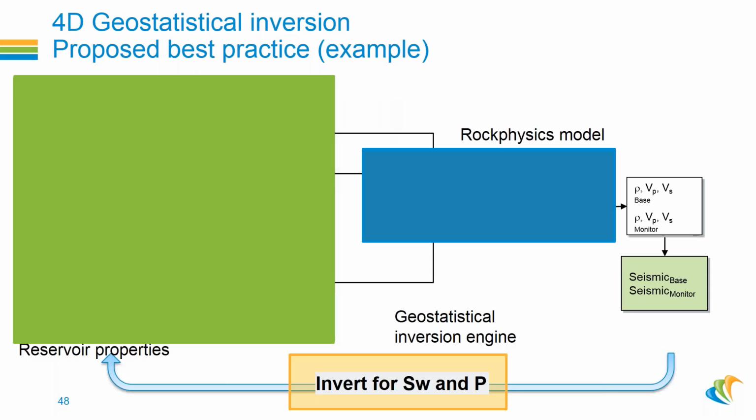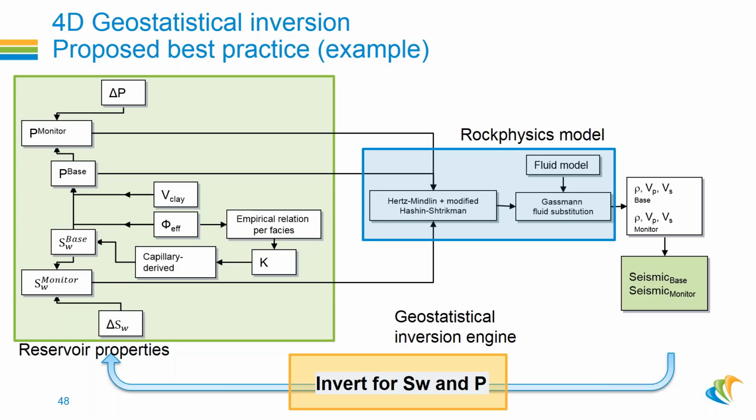So an example is here. We have rock reservoir properties, and we create some rock physics models. We link those reservoir properties to density, VP, and VS for base and monitor. And we have this seismic data. So we are going to invert for elastic properties and reservoir properties using this evidence, which is our seismic data, and also inverting for SW and MP.